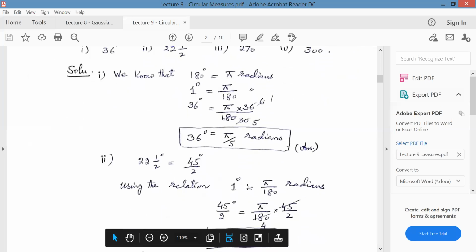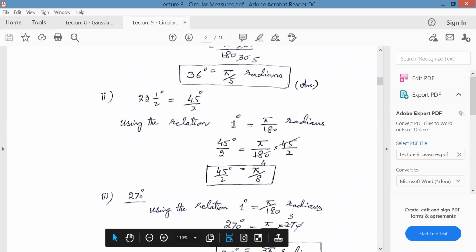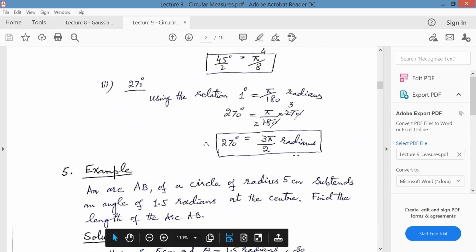So 1 degree is pi upon 180. 45 by 2 degree: just multiply on either side and simplify. Damn simple. The answer is coming to be pi by 8. So 270 degrees, same way. The answer will be 3 pi by 2. So nothing difficult in that.